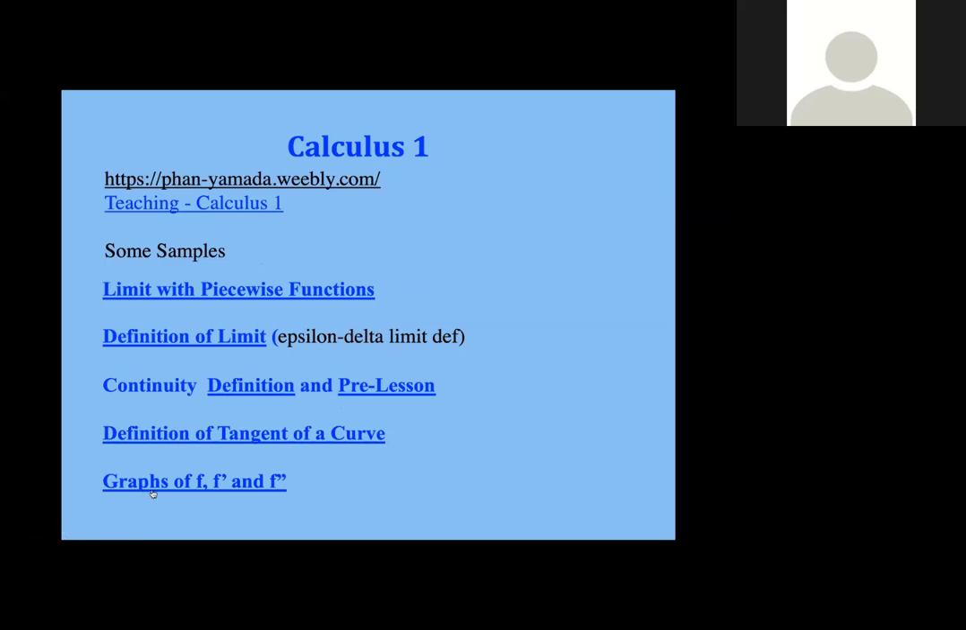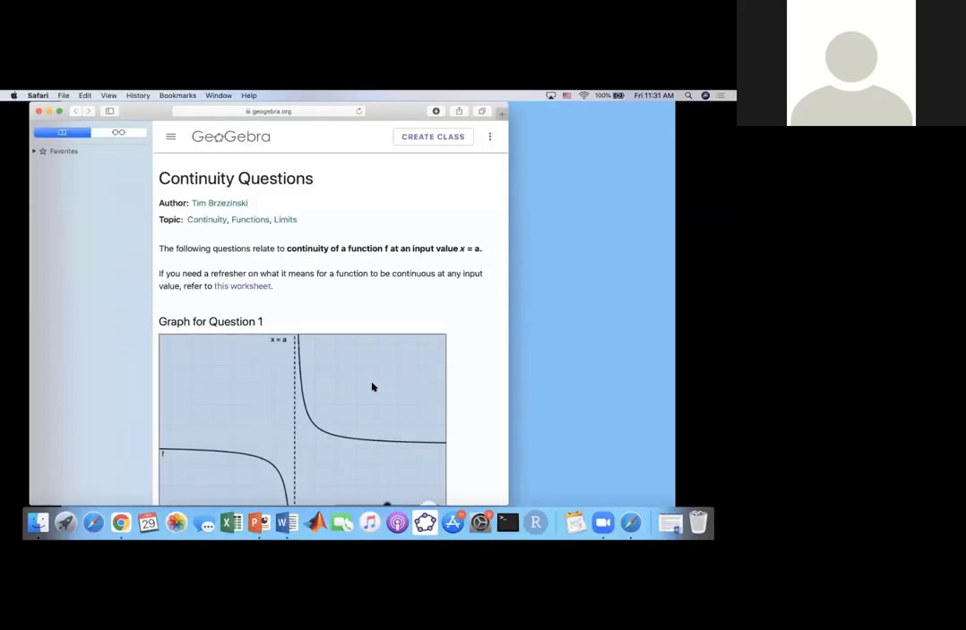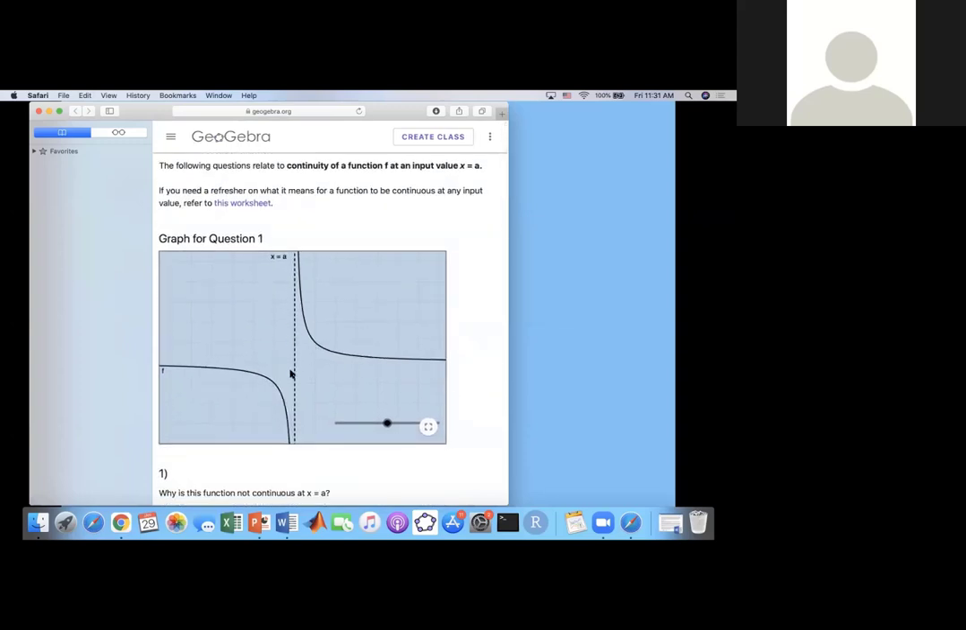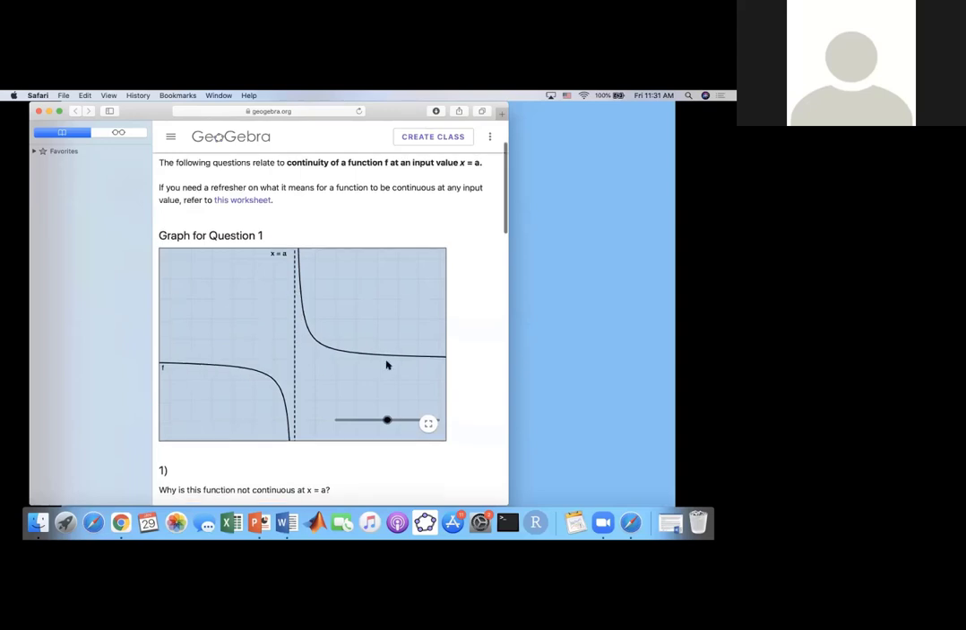So I like this one, definition pre-lesson. Usually, instead of throwing the formula or the definition at students, I let them explore a little bit first. This person wrote a lot of nice GeoGebra for teaching. So have the student study first. Say, okay, is it a function, is it continuous or not continuous? How to understand the concept first, like explore.